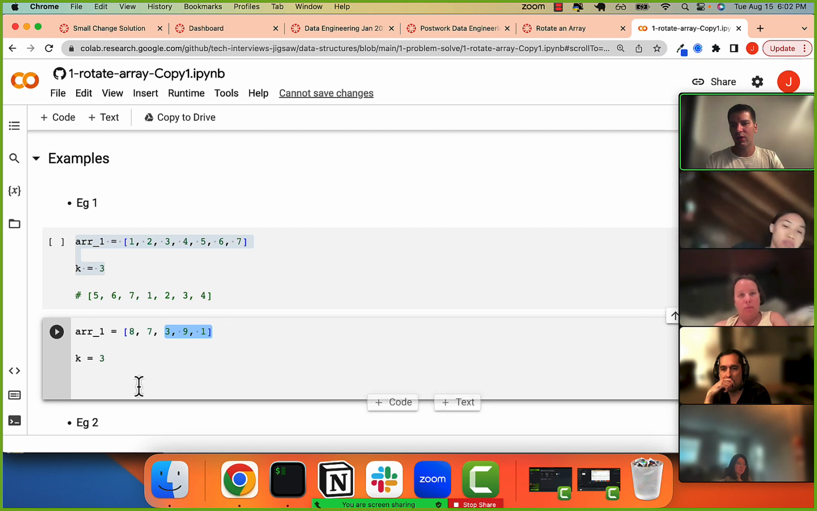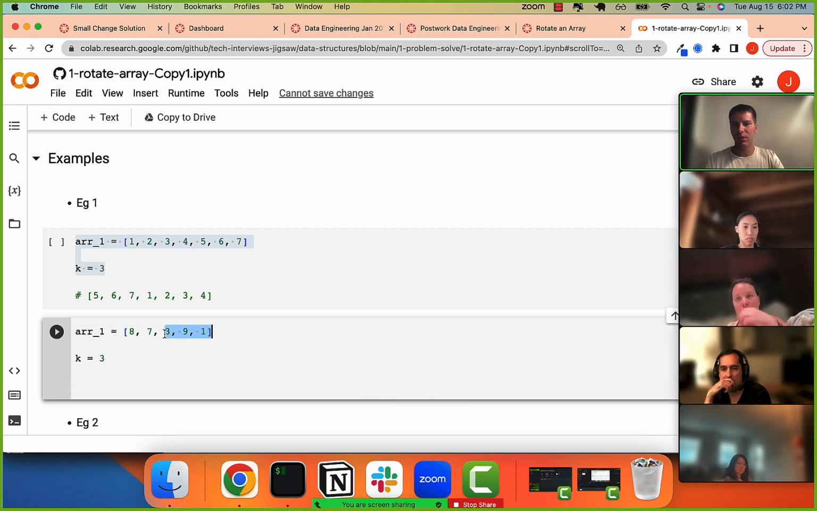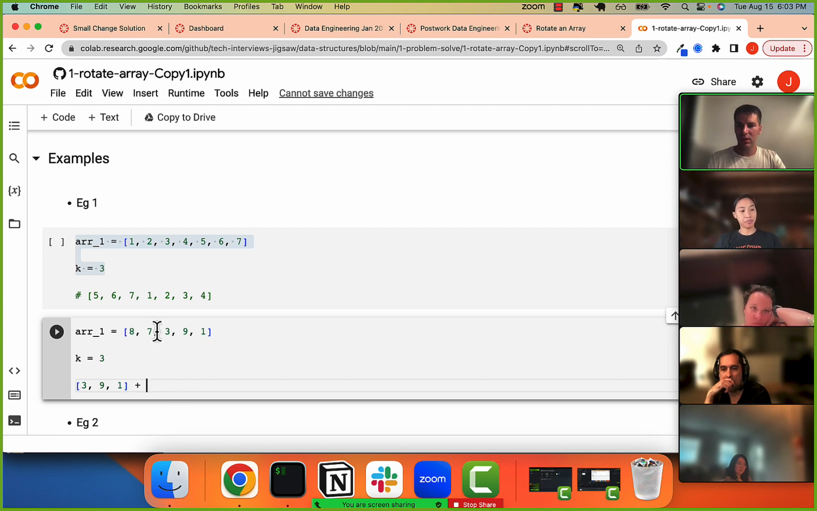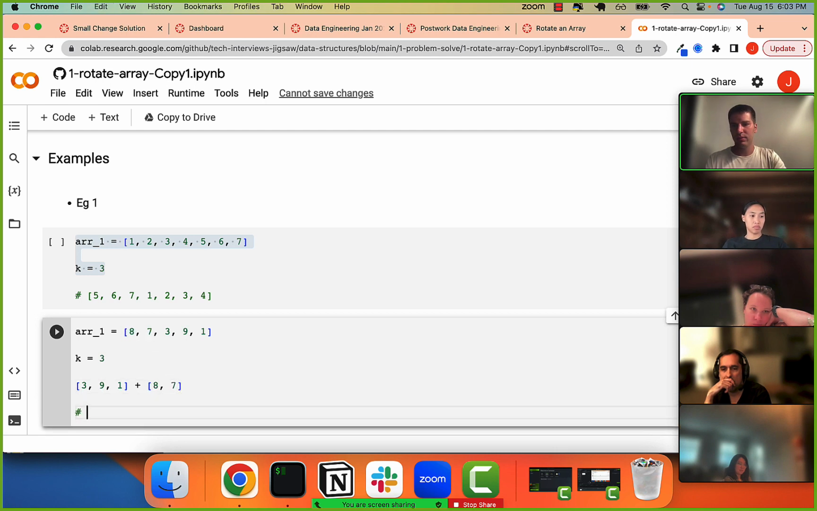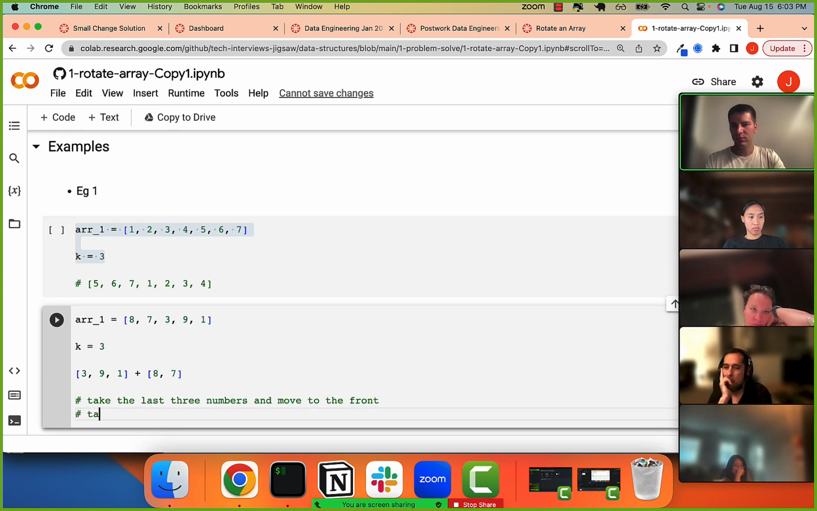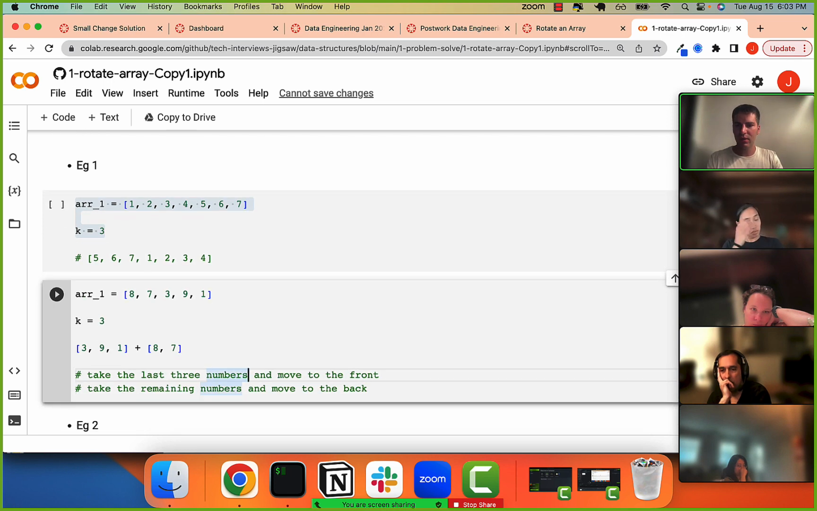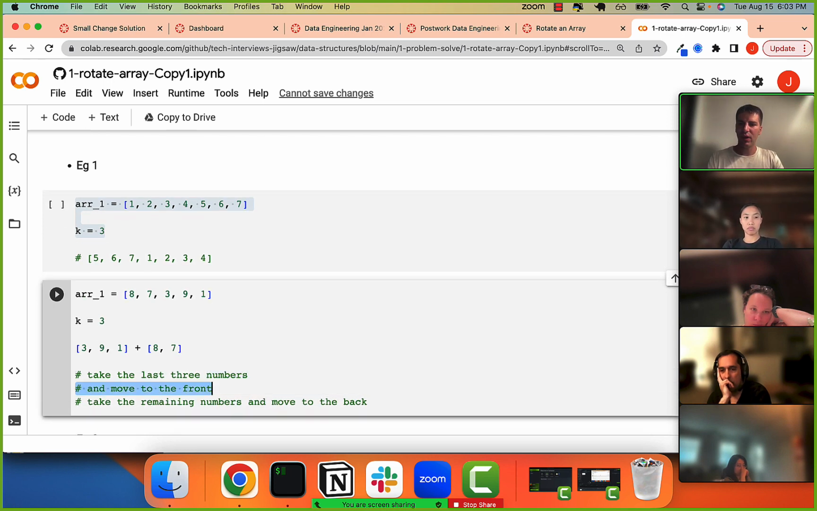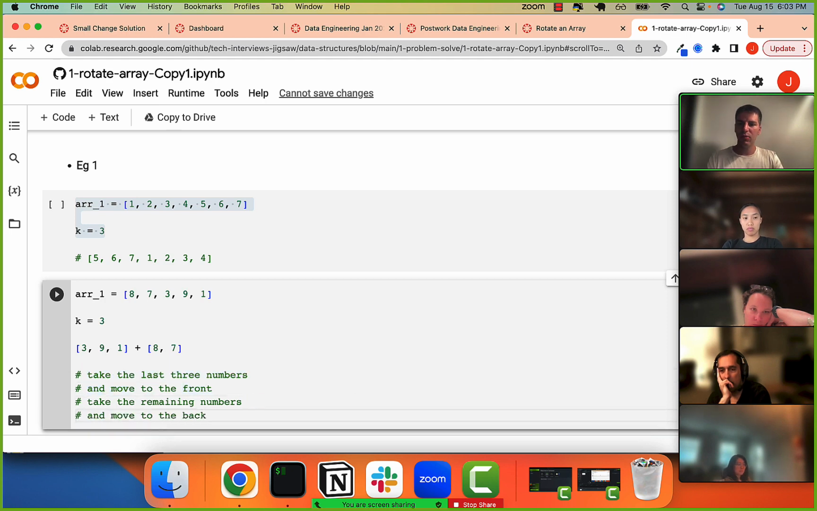Well, I feel like we all are noticing the pattern. If we take these last 3 numbers and move them to the front, and then we take the remaining numbers and move them to the back. Right, so I'm literally just going to write this in comments, and then I can even break it down further. Take the last 3 numbers, move to the front, take the remaining numbers, move to the back.